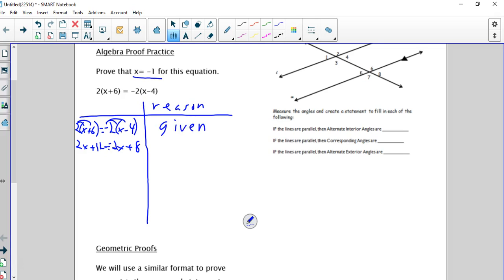Oh, I'm sorry. We're going to say this. Given. Why did you write that? Why? Given. That was given to us. So what do we do right here? Why? Distributive property.